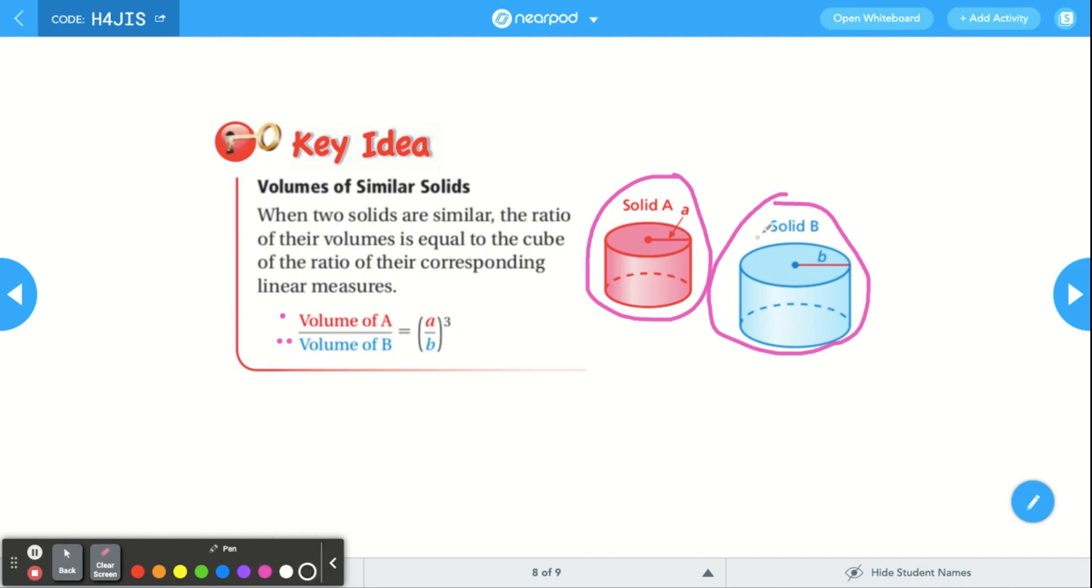So again, in this case, they're looking at the radius of cylinder A and the radius of cylinder B, and then cubing it. So remember, when it comes to volume, you're also working in cubed units, which is how I remember to cube it and not square it.